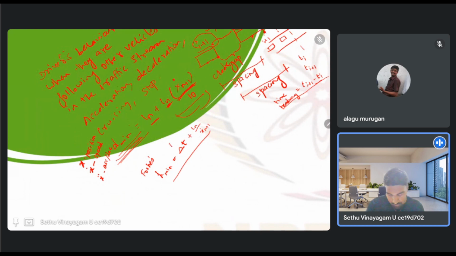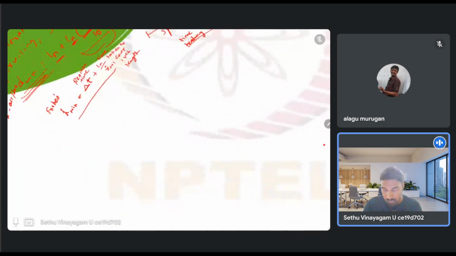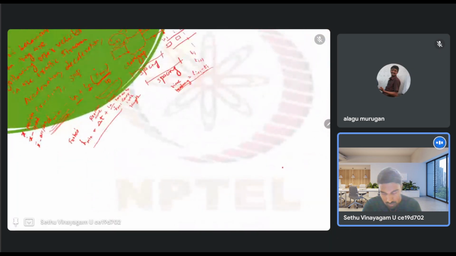So this is the reaction time, and this is the time taken to cover one vehicle length. Ln is your vehicle length, and x dot n plus 1 is the speed of the following vehicle. So how long it takes for the following vehicle to cover the distance Ln is Ln divided by x dot n plus 1. That time plus the reaction time should be the minimum time gap between the two vehicles for safe car following. That is the theory hypothesized by Forbes.